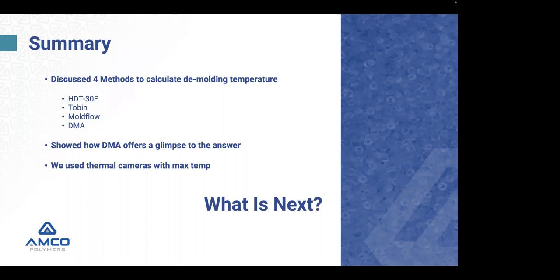And I think they are starting to use DMAs to understand it, but these DMAs are only a glimpse of the answer. But now what we need to do is make sure that we use thermal cameras with max temperature. I have a lot of customers that have thermal cameras, and you have to move that little dot around and then find out where my maximum temperature is. Make sure that you have a good thermal camera that records max temperature, and that it works really well.